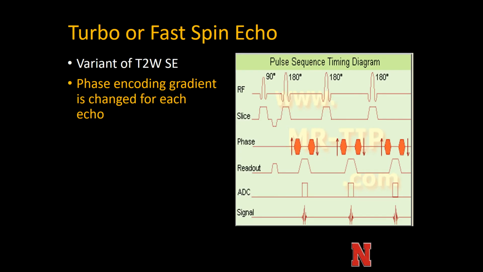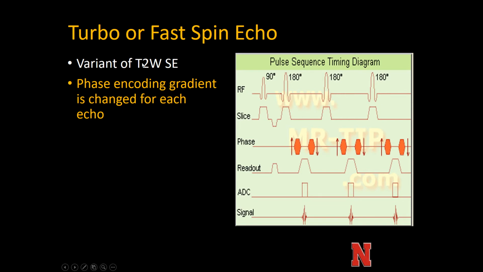All right, the next pulse sequence to look at is a turbo or fast spin echo pulse sequence. These are very easy to identify, and they're really just a variant of T2 weighted imaging. So they are easy to identify. Why? Because you'll see a 90-degree pulse, and then you'll see a 180, and a 180, and a 180, and a series of 180s after it.